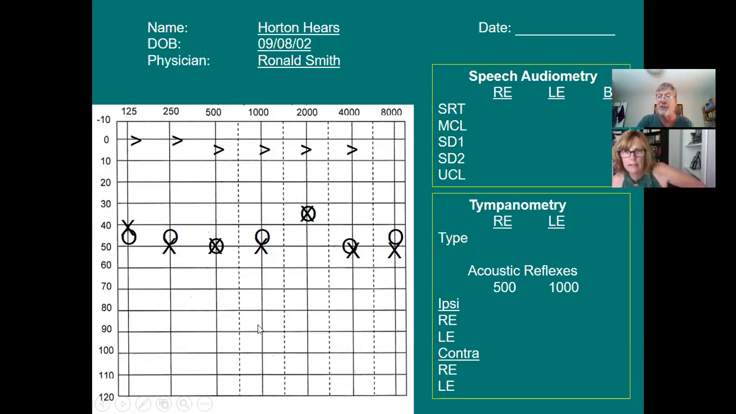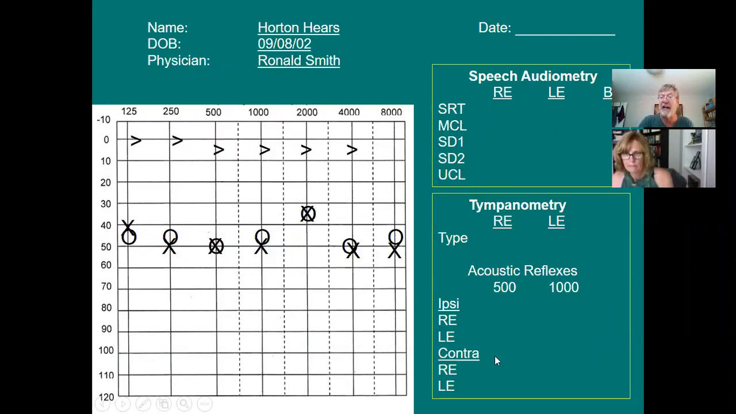Speech discrimination? Excellent, 90 to 100%. His UCLs will be off the board. They'll be 120 plus. He's got a plug in his ear. Tympanograms, not type A's, they'll be type B or C.